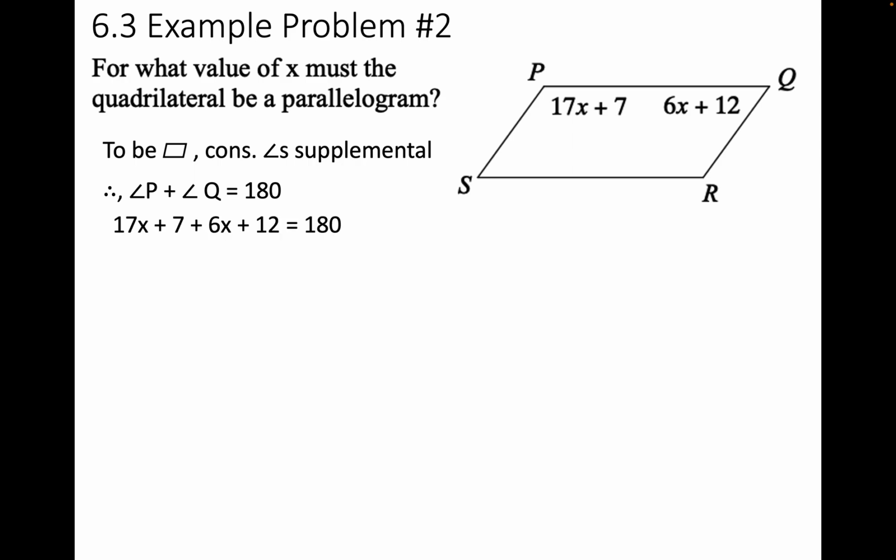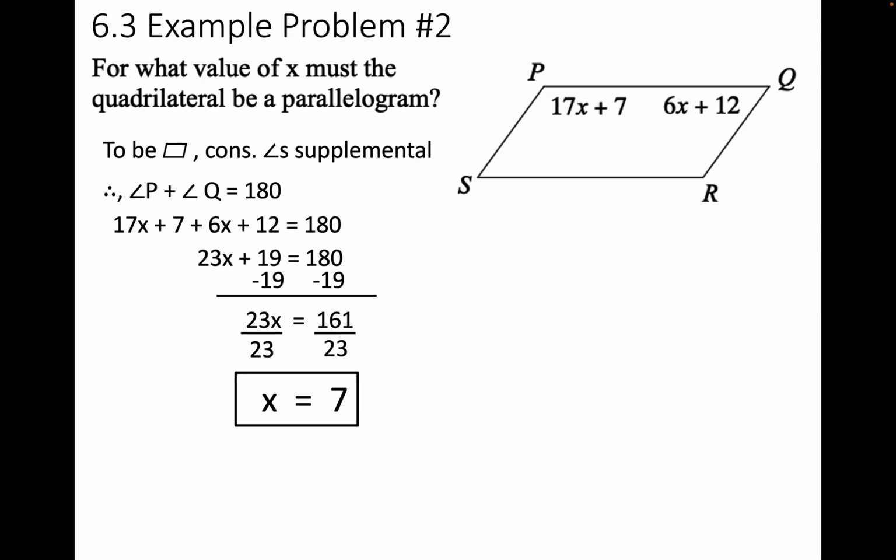So 17x plus 7 plus 6x plus 12, those two angles together must equal 180 degrees. I combine my like terms, subtract 19 from both sides, divide both sides by 23, and I get that x equals 7. And I can check my answer by plugging 7 back into my original equation, 17x plus 7 plus 6x plus 12 equals 180.